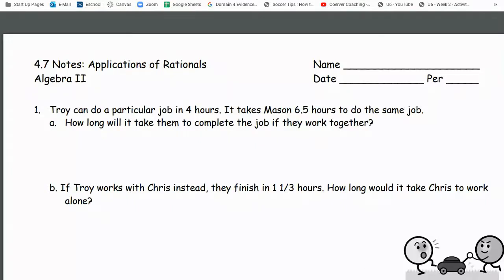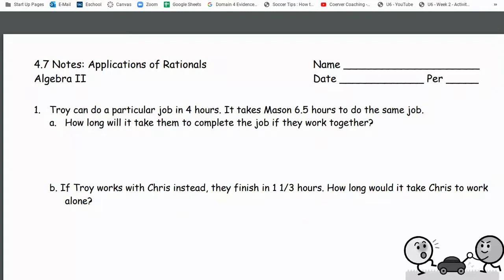Okay, today we're going to work on solving rationals. Again, this is the third day. Now we're just doing the application part of it. This is all the word problems. So it's very, very important to make sure we organize the data that these problems give us.